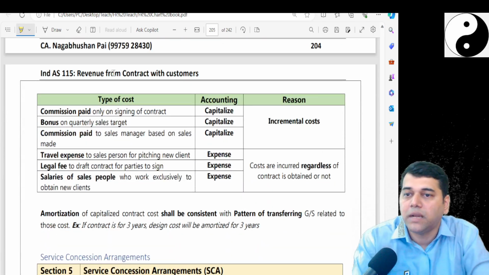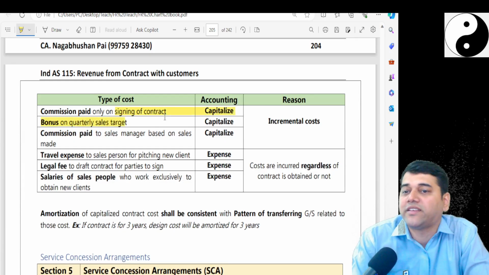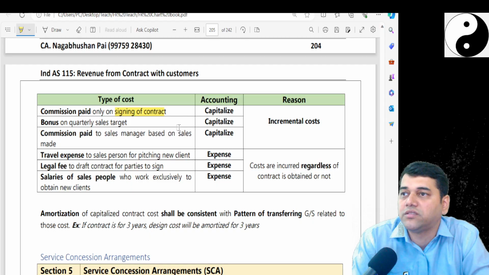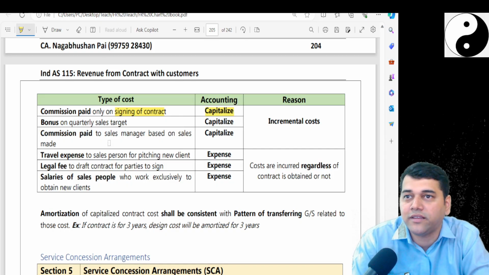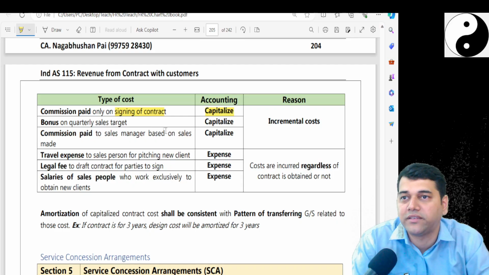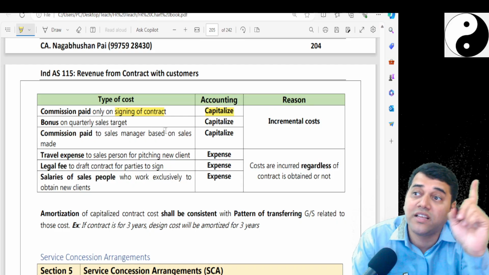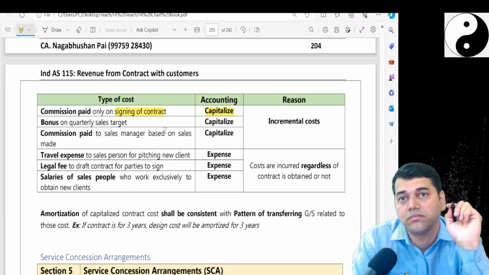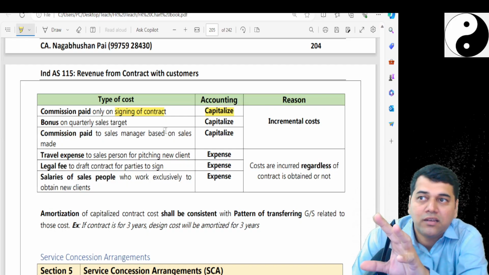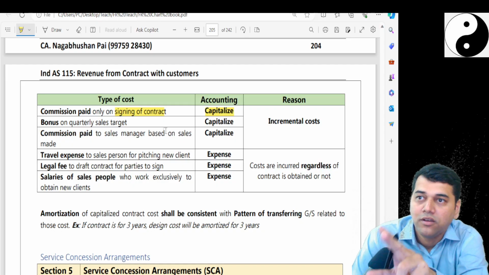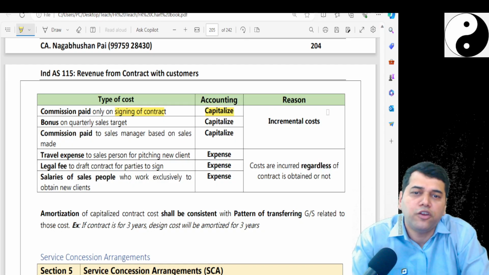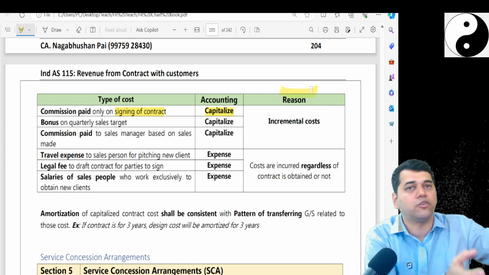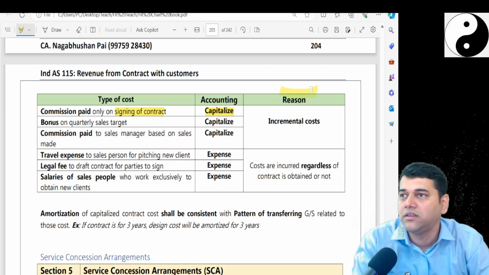Now, commission paid only on the signing of the contract. What type of contract cost is it? Acquisition cost. What will you do? Capitalize. This question came in the November exam, but this question is sitting as an example in the study material. So your job was just to tell, should you capitalize it or treat it as an expense? They gave some list of questions, and you have to write the reason. Reason is because it's a contract fulfillment cost, or a contract acquisition cost.